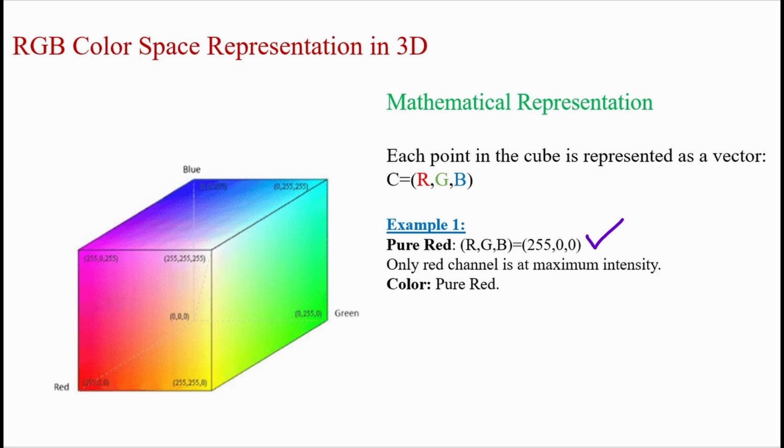Here is an example of how colors are represented in the RGB model. For pure red, the vector is (255, 0, 0). This means the red channel is at a maximum intensity, while green and blue are both 0. The result, a vibrant pure red color.